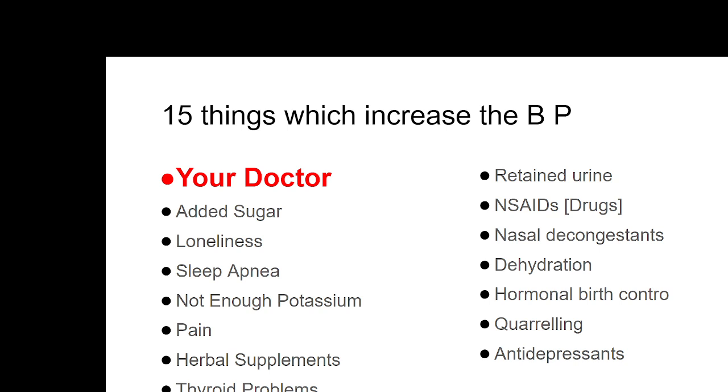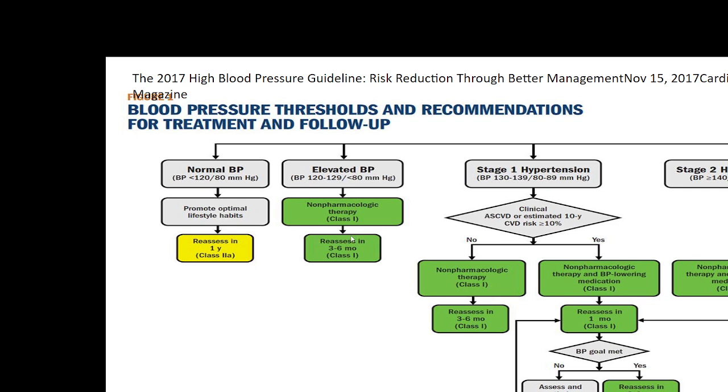The other factors which can also increase blood pressure are added sugar in the diet, a feeling of loneliness, sleep apnea, potassium deficiency, having pain, then herbal supplements. Again, in that condition, herbal supplements are considered as one of the causes. Thyroid pathologies, retained urine, drugs like NSAIDs, nasal decongestants, dehydration, hormonal birth control, quarreling, antidepressants, these are the issues. Of course, this is not a very standard list, but interestingly, your doctor being a cause for hypertension is one of the important issues.